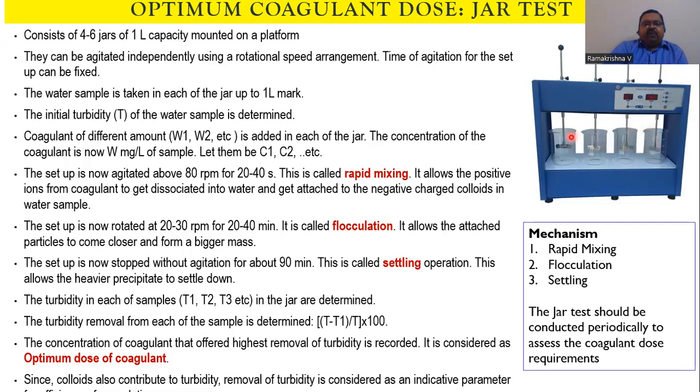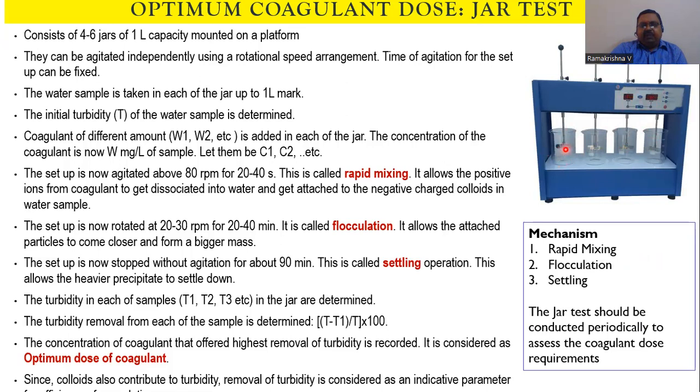So now what is the first step in the mechanism? You have to have a rapid mixing. So we have to adjust the rapid mixing controller. The mixing is a rotation speed controller, and we have to keep it at the highest RPM, more than 100 RPM. And the contact time will be around 20 to 40 seconds. We set the time and then we'll operate it.